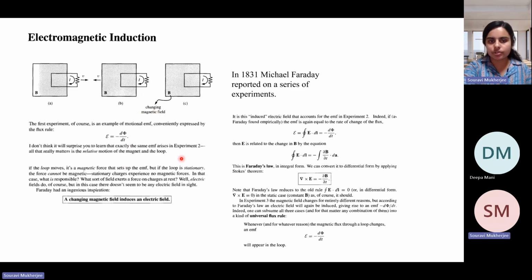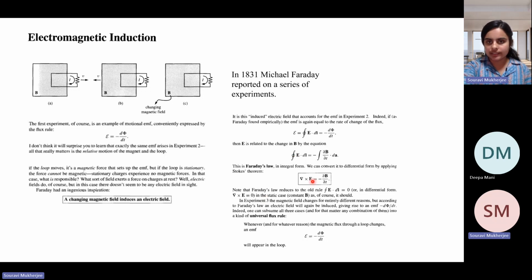But how can it exert force on charges at rest, right? Magnetic forces do not exert force on charges at rest. So what is happening? It was seen that maybe there's an electric field generated, which results in this kind of force, which further leads to this current. So this led to the idea that a changing magnetic field can induce an electric field. That induced electric field is what causes these charges to flow. So this is what we mean by electromagnetic induction: a changing magnetic field induces an electric field.